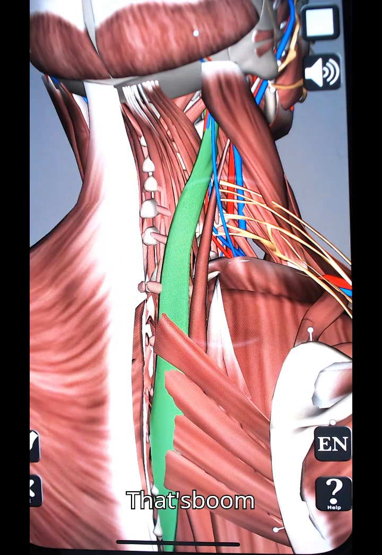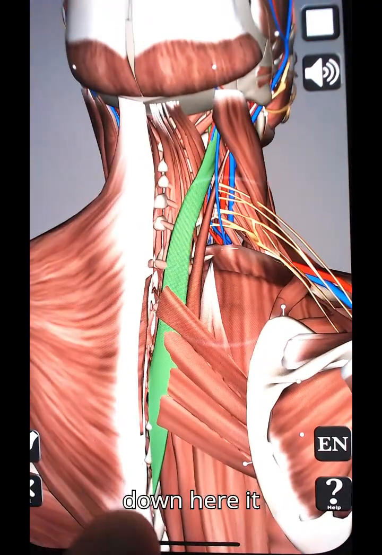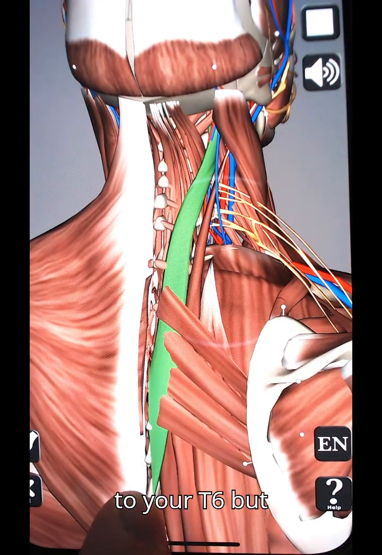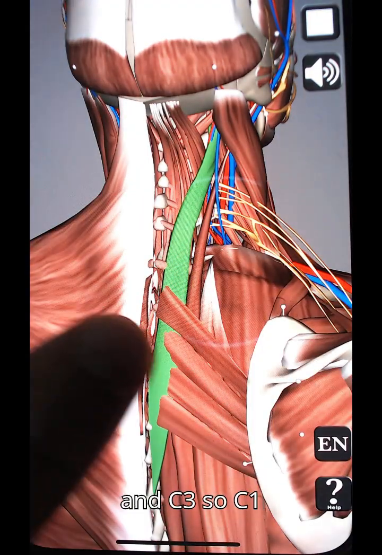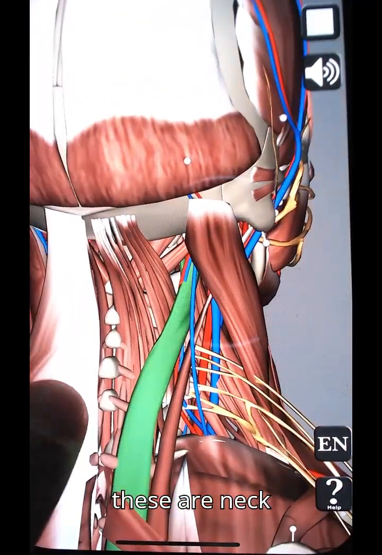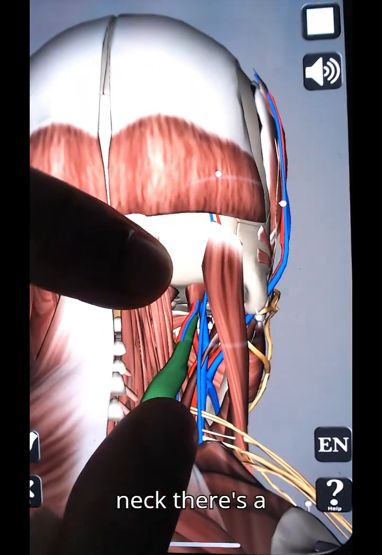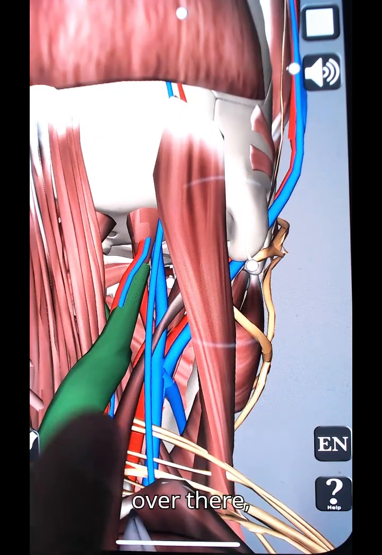Boom, splenius cervicis. That's that one right there. Splenius cervicis is another weird one. It originates down here. It originates from your T3 to your T6, but guess where it attaches? It attaches to C1 and C3. So C1, cervical 1 and cervical 3, these are neck bones. Neck bones, deep, look at that, deep in the neck. And there's a lot of supply. You've got arteries and veins going over there, right?